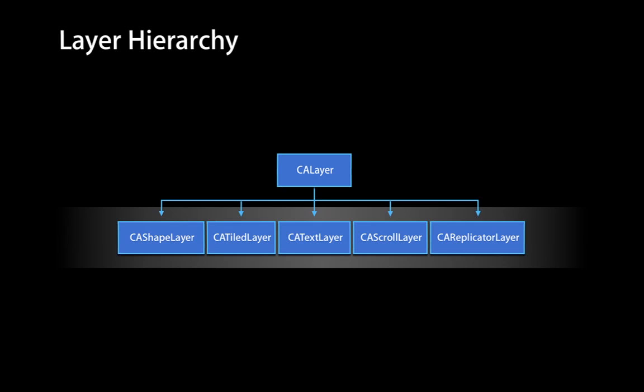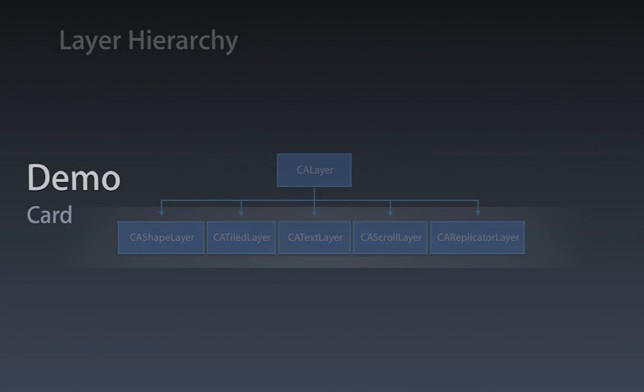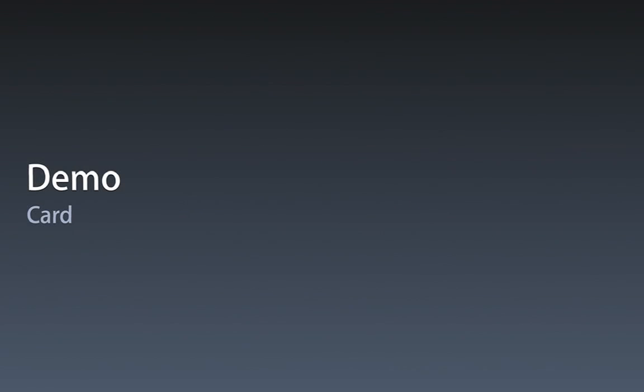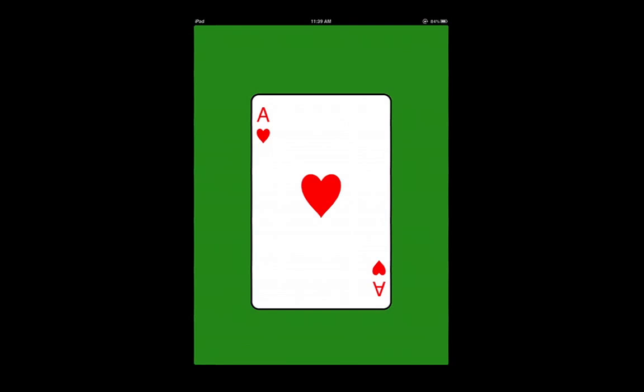There are a couple of interesting subclasses for specialized purposes, like CA shape layer, CA text layer, and so on, and we'll talk about some of them during the presentation. So let's move on to the next demo. And the purpose of this demo, a very simple-minded one, is just to start you thinking about CA layers and how you might use them in your applications.